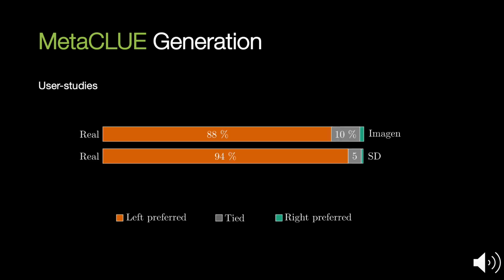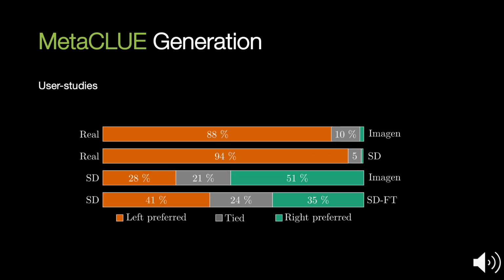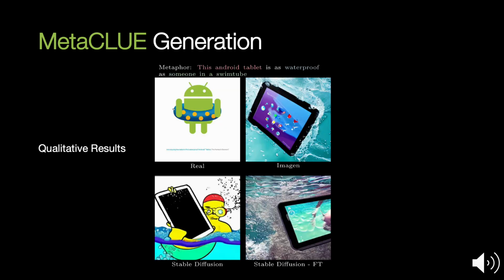We additionally perform human studies comparing two different models at a time. Both Imagen and Stable Diffusion perform quite poorly compared to real images in conveying metaphorical messages. User studies also indicate that Imagen performed better than Stable Diffusion. Interestingly, fine-tuning Stable Diffusion resulted in slightly worse user preference compared to base Stable Diffusion. Here are some sample image generations. We can see that the generated images from both Imagen and Stable Diffusion capture different aspects of the metaphor.